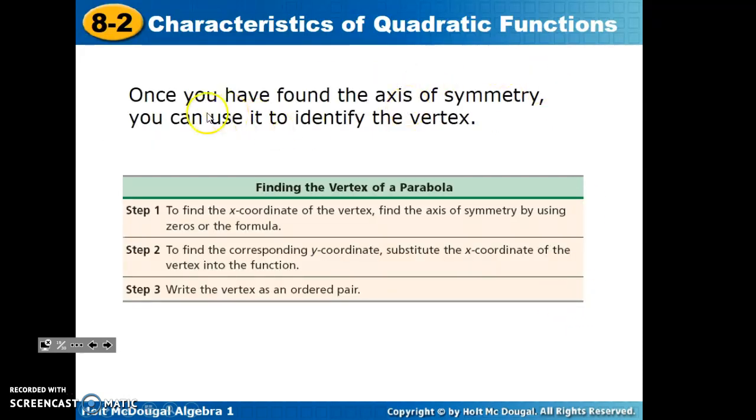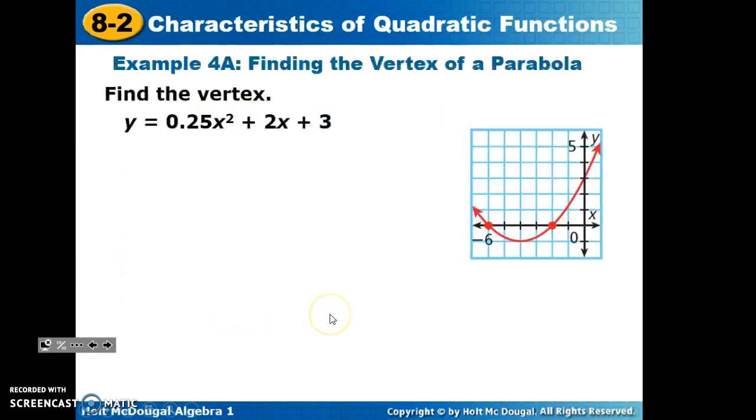Once you've found the axis of symmetry, you can use it to identify the vertex. This is good to have in your notes. Which one is easiest to find first? The x-coordinate of the vertex. Find the axis of symmetry by using zeros or the formula. To find the corresponding y-coordinate, substitute that which we just found for the axis of symmetry, the x-coordinate of the vertex, back into the function. This will give us our y value. Write the vertex as an ordered pair.